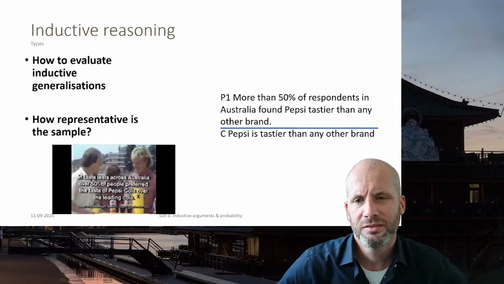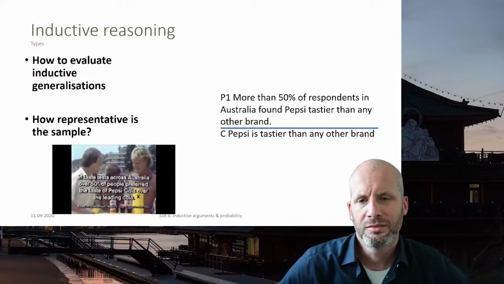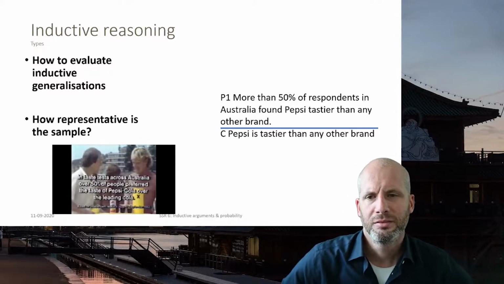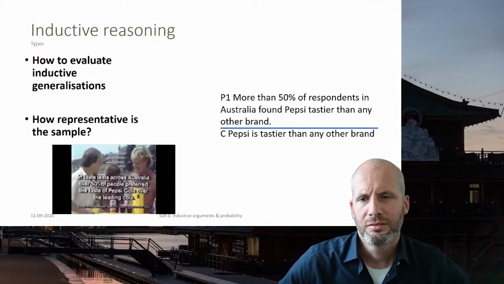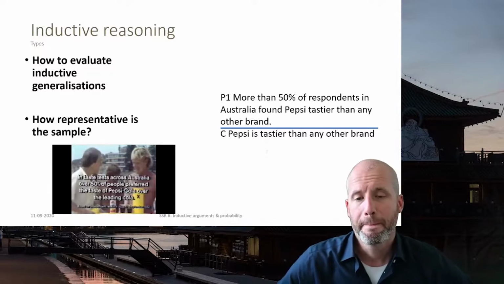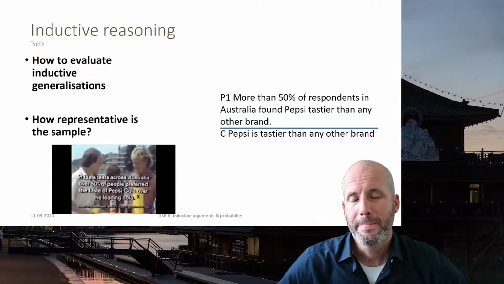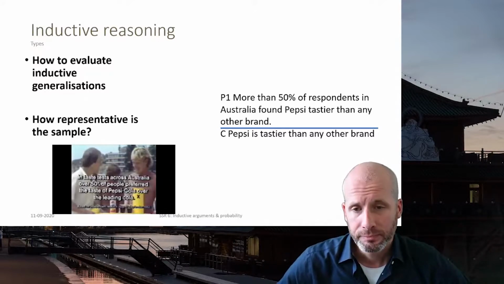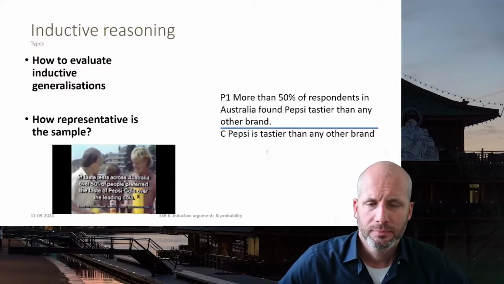Because the residents of Australia are just a part of the complete population, and of those people, only 50% preferred Pepsi. So to say that Pepsi is tastier than any other brand would not be forceful, because it's less than 50% of everyone.